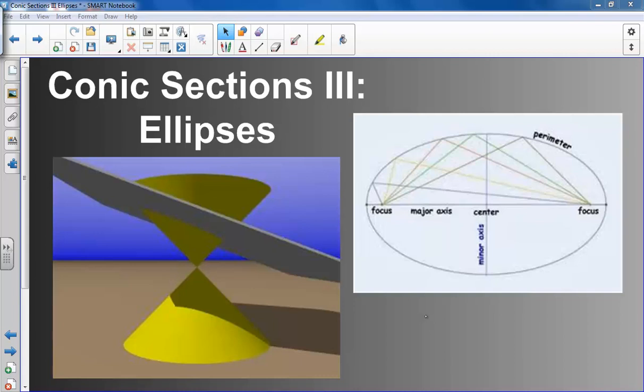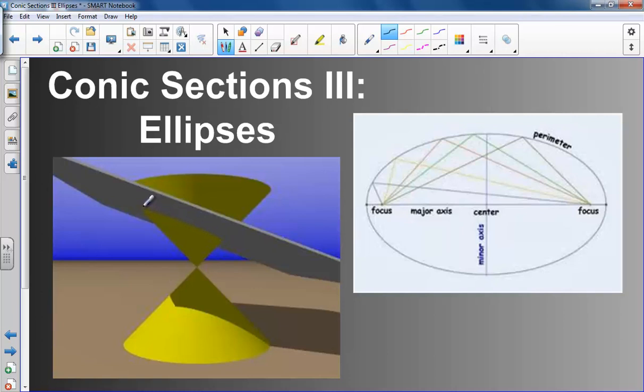Okay, let's go ahead and talk about our third conic section, which is ellipses. So if I have a cone and I take a plane and I cut through my cone kind of at an angle, and I don't go through the base, but I just go right through the cone from one side to the other.